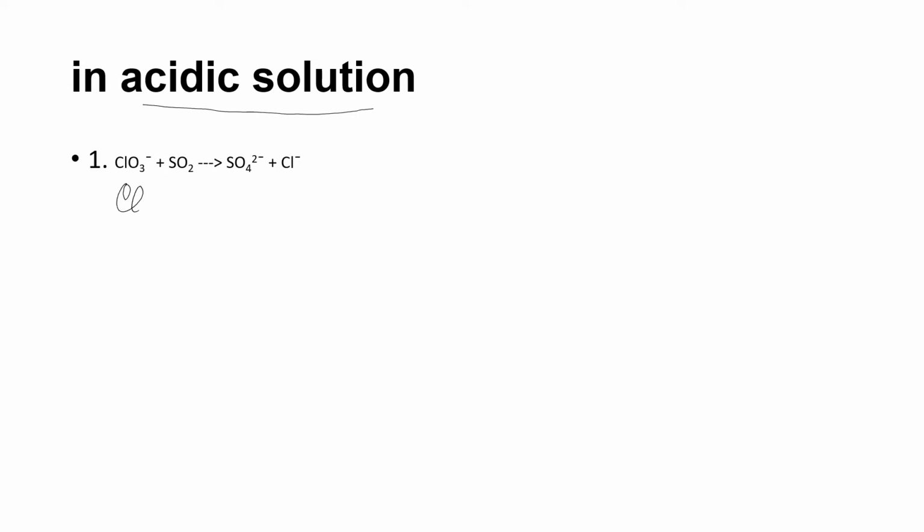First, ClO3 minus to be Cl minus, SO2 to be SO4 2 minus.